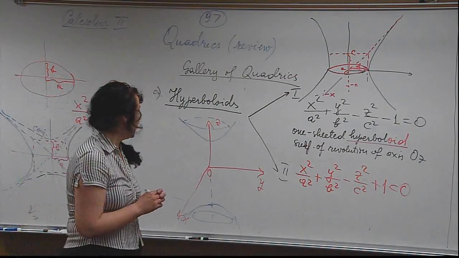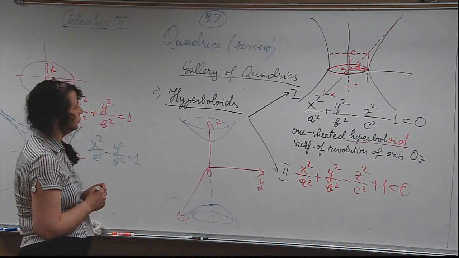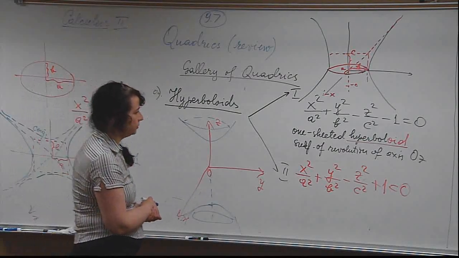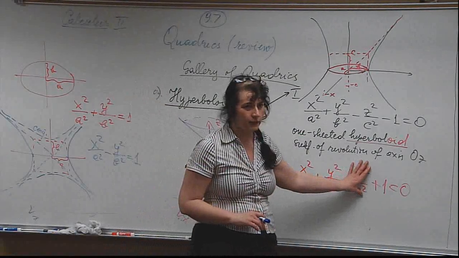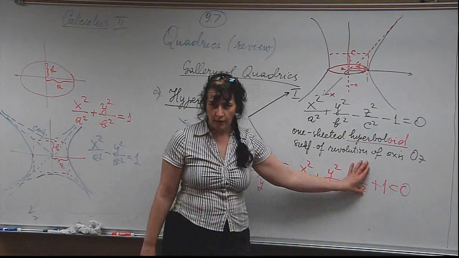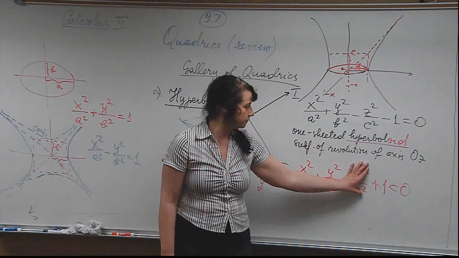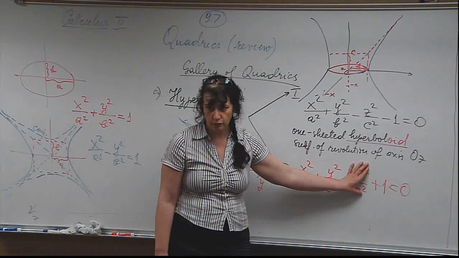Well, if I were to take z equals 0, I would get no solution because this is impossible. I have a sum of squares equals 0, right? It's impossible to get 0 this way.